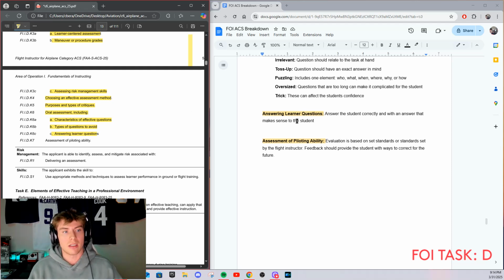And then assessment of piloting ability, kind of a random one at the end, but it's just an evaluation based on set standards, like the ACS or a standard set by the instructor, on their ability to fly the airplane. And that way they can correct for the future, because that's the whole point of this evaluation system. We want them to get better over time, and the better you can assess them and evaluate them and help them, the better they'll do in the future.